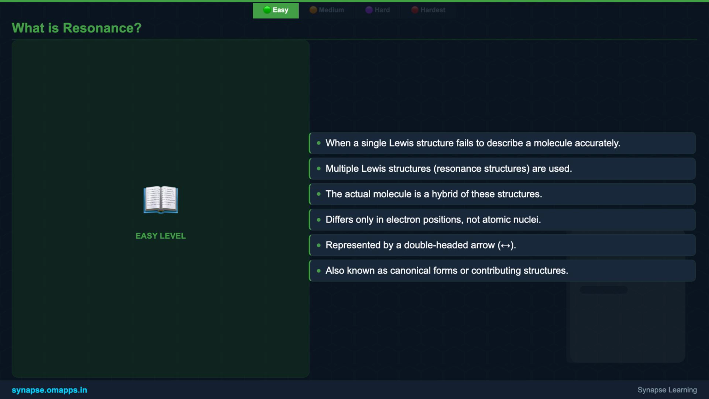When one Lewis structure isn't enough to accurately describe a molecule's bonding, we use multiple structures, called resonance structures or canonical forms. These structures differ only in the placement of electrons, specifically pi electrons or lone pairs, not the atoms themselves. We connect them with a special double-headed arrow, symbolizing that the true structure isn't any one of them, but a blend. Think of it like trying to describe a mule. It's not a horse one moment and a donkey the next, but a hybrid of both.